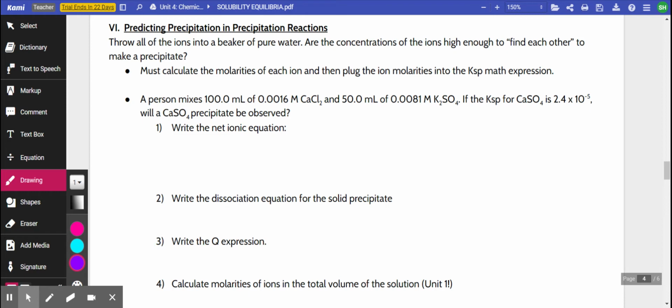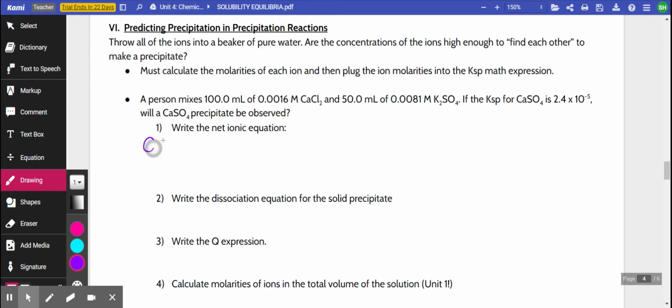A person mixes 100 milliliters of 0.0016 molar calcium chloride and 50 milliliters of 0.0081 molar potassium sulfate. It gives us the solubility product constant for calcium sulfate, and we want to know if a calcium sulfate precipitate will be observed. The first thing we're going to do is write our net ionic equation, the actual precipitation reaction that is taking place.